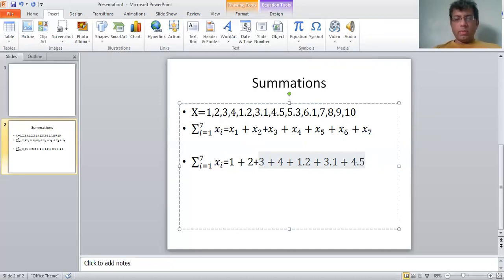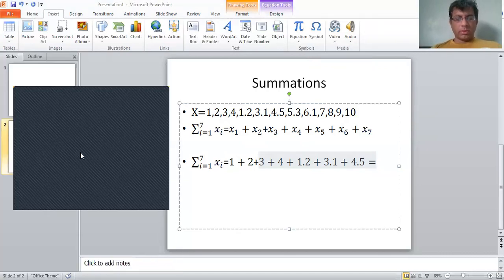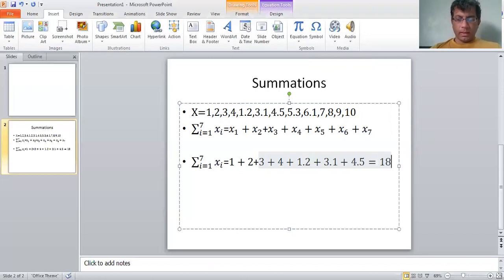And so we will sum them up, we will add them all together, and then this will give us the answer. So let's open the calculator over here, and if we add them, what do we get? It's basically 1 plus 2 plus 3 plus 4 plus 1.2 plus 3.1 plus 4.5, and this is 18.8. So if the additions are done correctly, 18.8 is the result of this summation that was shown.